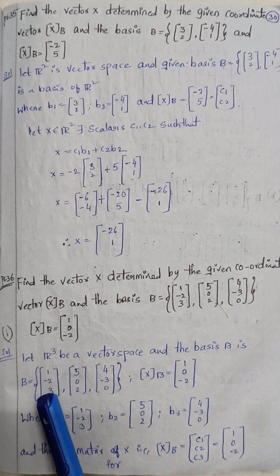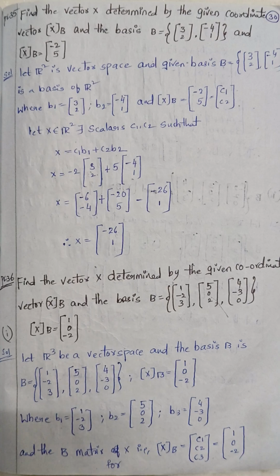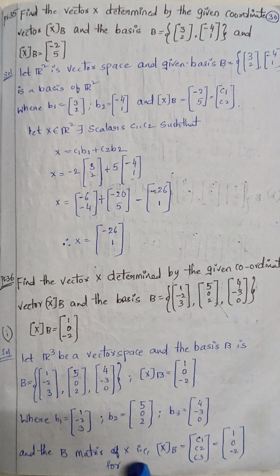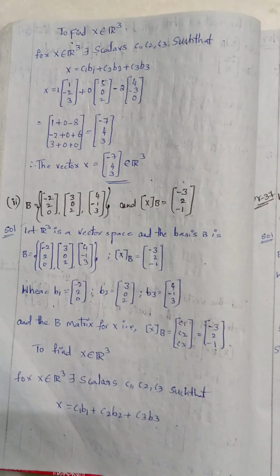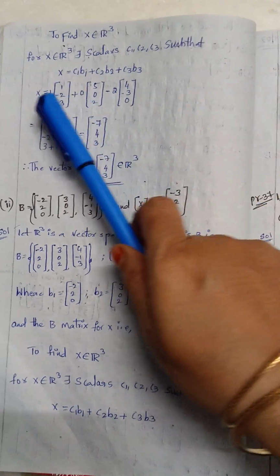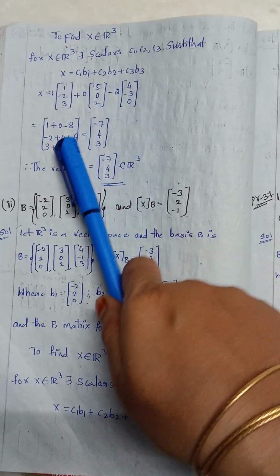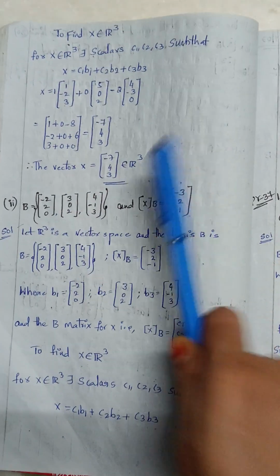So here this is b1, b2, b3. And x over b is given here, and x belongs to R3, in the sense x can be expressed as c1 b1 plus c2 b2 plus c3 b3, and substitute all those values. So here substitute all those values, simply we are getting the x vector which belongs to R3.